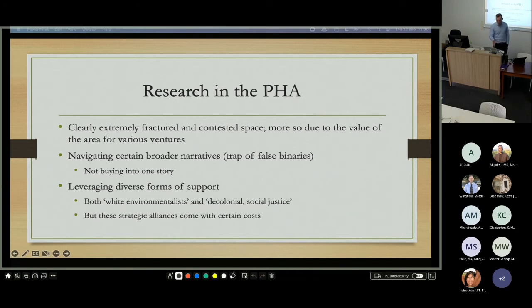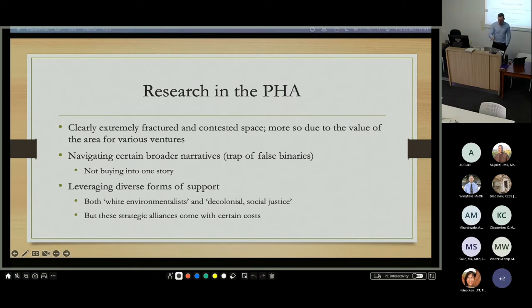But the PHA campaign are not shying away from that, because if they didn't have that, they wouldn't be able to go to any court and they wouldn't be able to afford any lawyers or pro bono legal work, anything like that. A lot of their connections come through this white environmentalist framework. But also they are leveraging strategically at times decolonial social justice narratives, which benefit them. And there's a lot of resources that they can draw on through that.